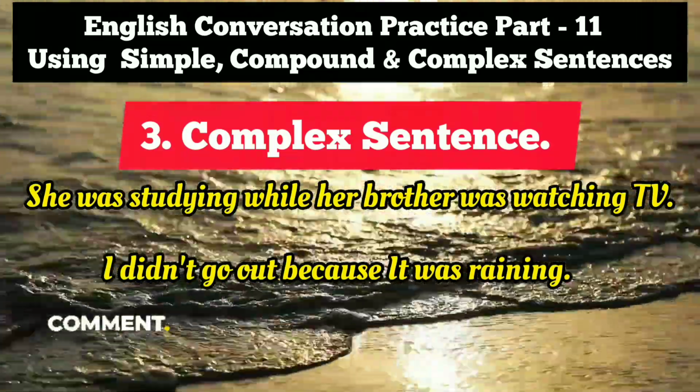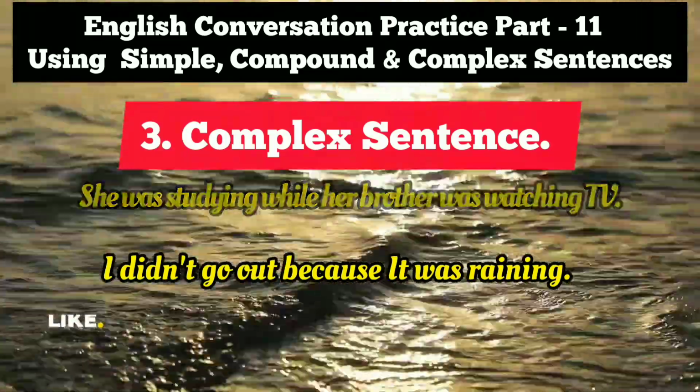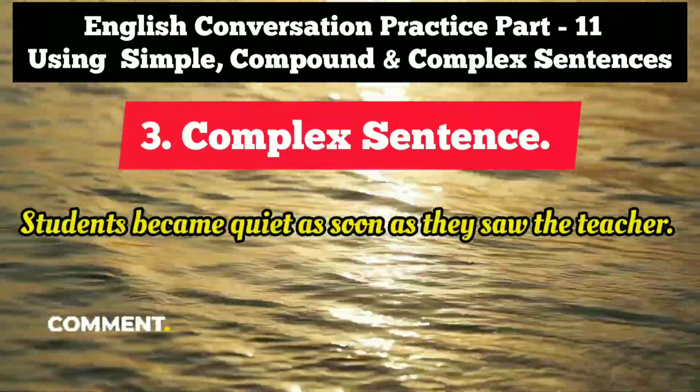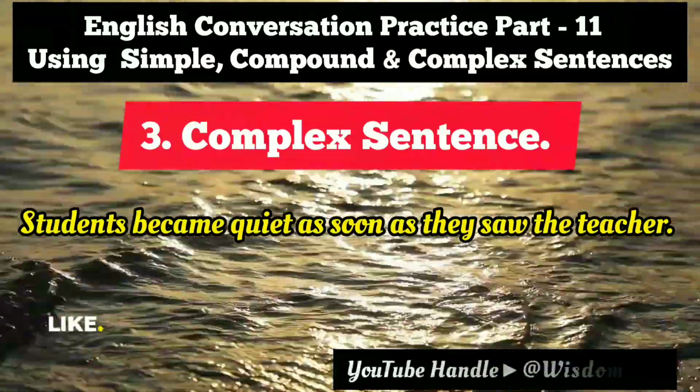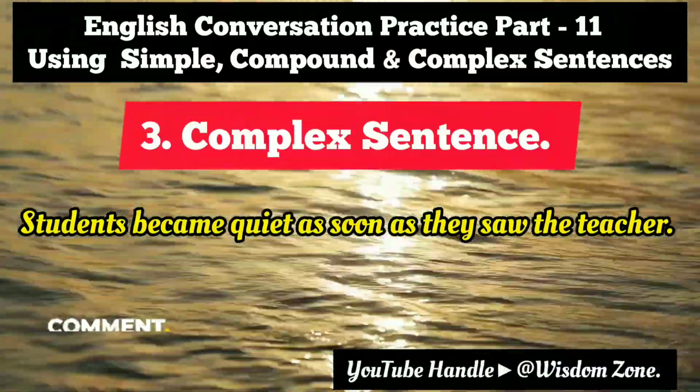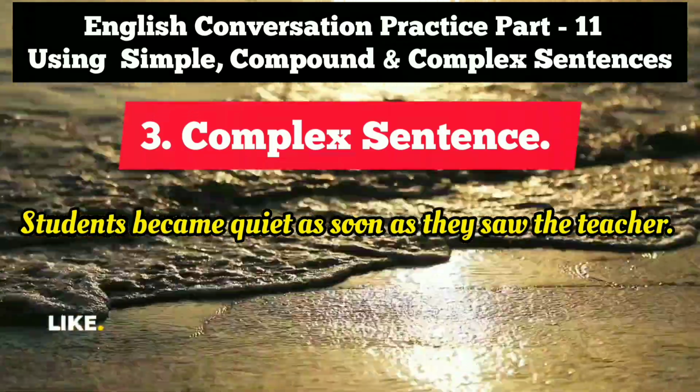So at last let's turn our attention towards the last example. Students became white as soon as they saw the teacher. So here again you see students became white. This is the independent clause, and I'm using as soon as.